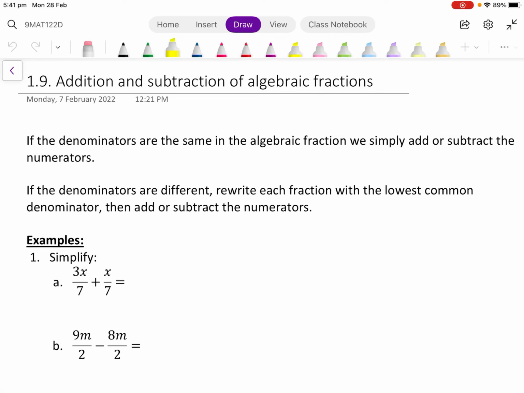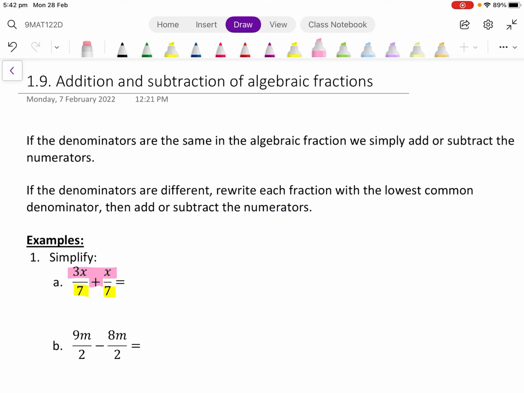To add and subtract algebraic fractions, if the denominators are the same, we simply add or subtract the numerators. If the denominators are different, we rewrite each fraction with the lowest common denominator, then add or subtract the numerators. For our examples, we have simplify 3x on 7 plus x on 7. What we need to do is make sure that the denominators are the same before we can add or subtract the numerators.